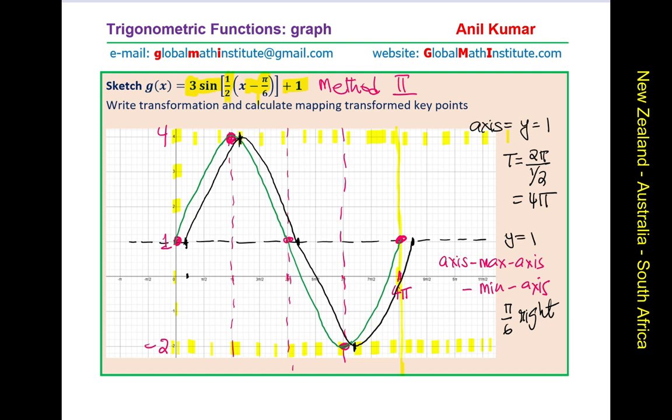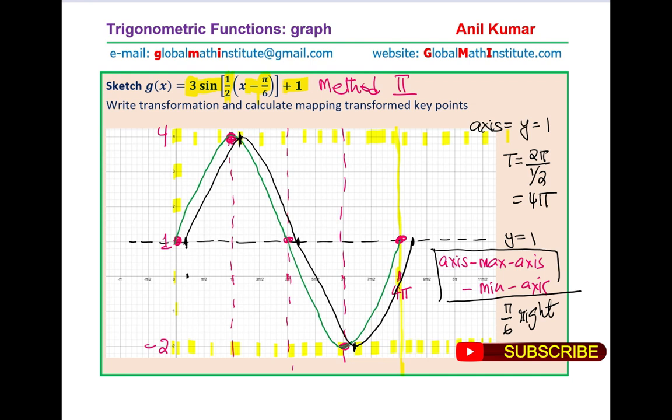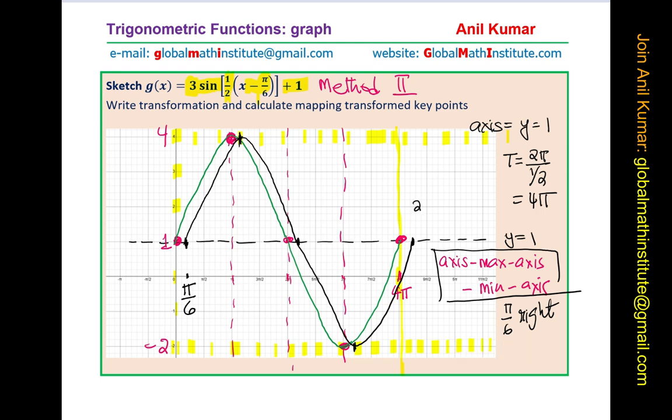So the advantage with this method is that we did not calculate the transformed key points. You get the whole idea. We have worked with this concept of axis, maximum, minimum. We did not do the calculation which was done earlier for finding x and y final points. But you can see on the graph that the initial point starts with pi by 6, right? And each value has been added by pi by 6. You do your math, right? And 4 pi plus pi by 6 will give you 25 pi by 6. Makes sense, right? So you have your final graph.